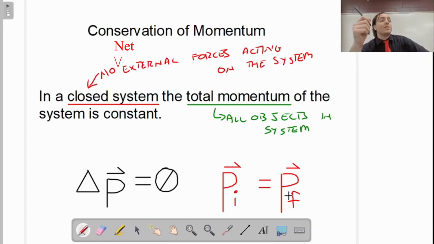The fact that it's also a system means I can define it as is convenient. Unlike with energy, we typically don't want to include the Earth, but any objects that are moving or interacting are typically what we're going to group in our system.